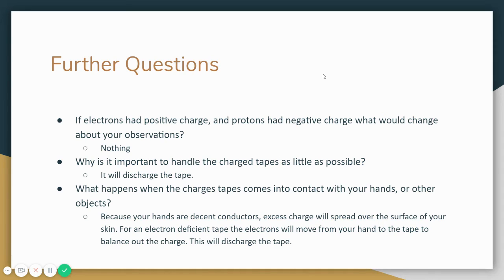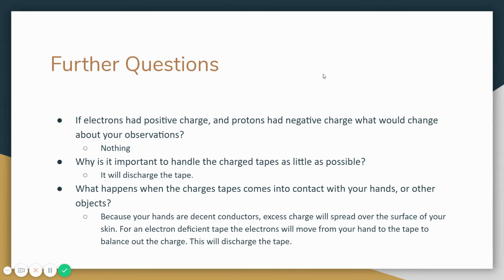In addition to this, if the tape that was positively charged or negatively charged was put near a neutral object, it would still be attracted to the neutral object. And it's just that the neutral object would be attracting it with its protons, and then its electrons would be repelled.